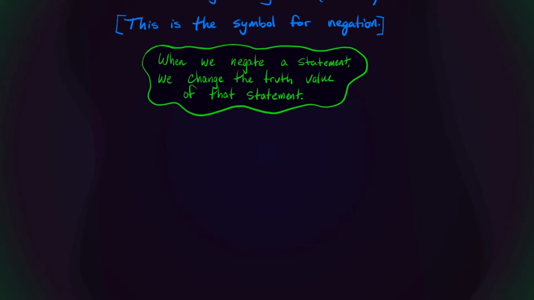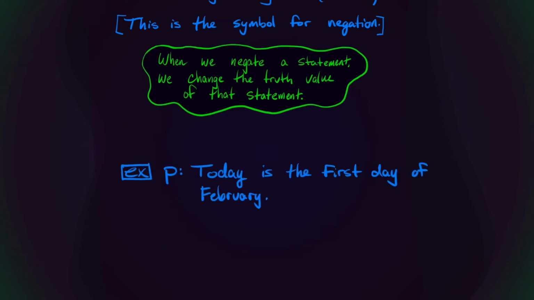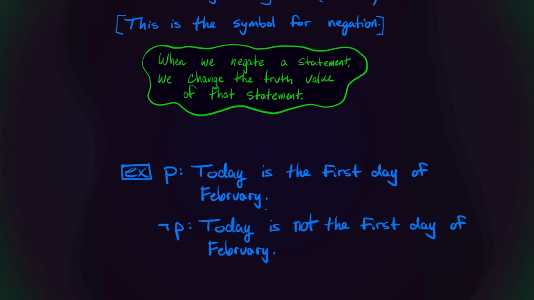And we can negate the truth of a given statement by using this symbol here. This is the negation of a statement. And basically what that means is we're changing the truth from true to false or from false to true. So for example, if we let P be today is the first day of February, not P would be today is not the first day of February. Or we could even say it is not the case that today is the first day of February. So that symbol right there with the P, that's not P. That's how we say that.